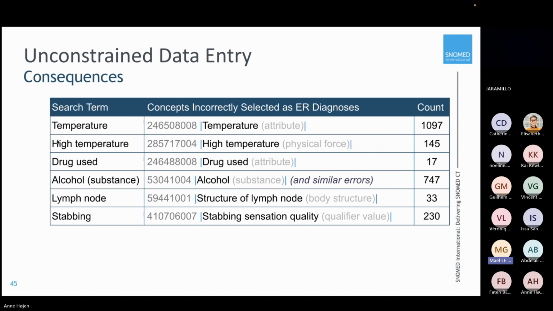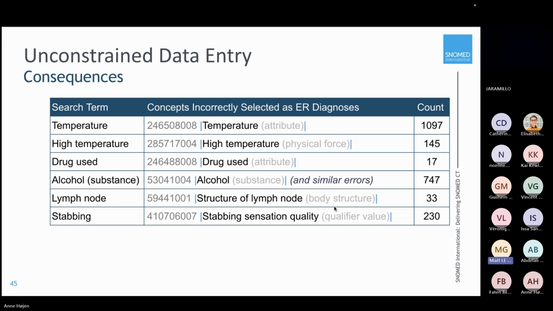And a high temperature, you can imagine a patient coming in with fever and the clinician searching for a high temperature. That will also give a match in SNOMED, but this is a physical force. So the actual force of having a high temperature, it's not a finding of a high body temperature, an increased body temperature. And if you go down to alcohol, you can imagine a patient coming in with alcohol intoxication, and you have searched for alcohol. In this case, you want a concept representing alcohol intoxication and not the substance alcohol. This just represents the substance.